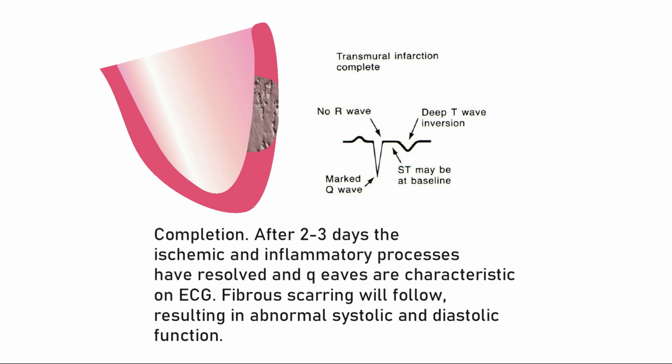After 2 or 3 days, the infarct is complete. The ischemia and inflammatory activity have abated and fibrosis commences, resulting in scar tissue, reduced systolic and diastolic reserve manifest by reduced ejection fraction and reduced exercise capacity. The patients, if they survive, are at high risk for congestive heart failure. The ECG manifests this with an absence of R waves and poor R wave progression across the ECG. A marked Q wave on the anterior or inferior leads and deep T wave inversion is apparent.